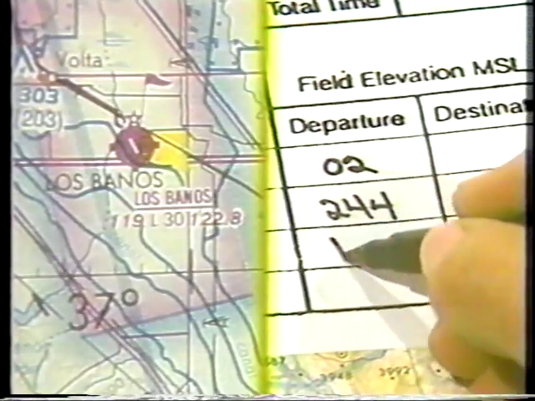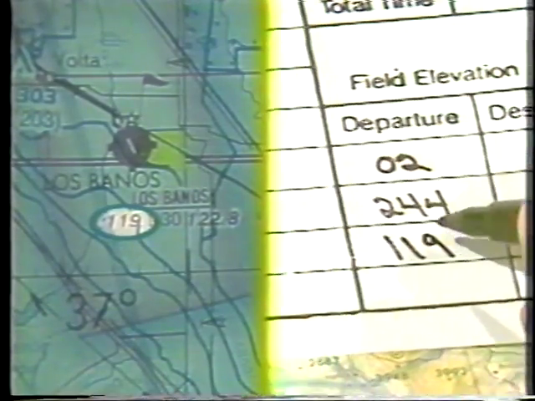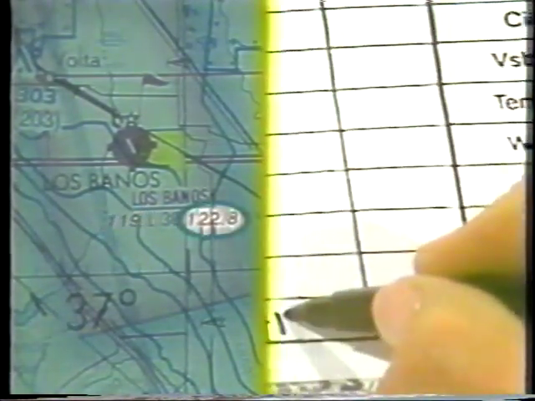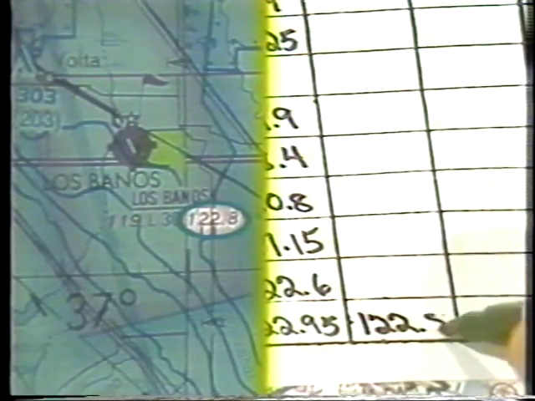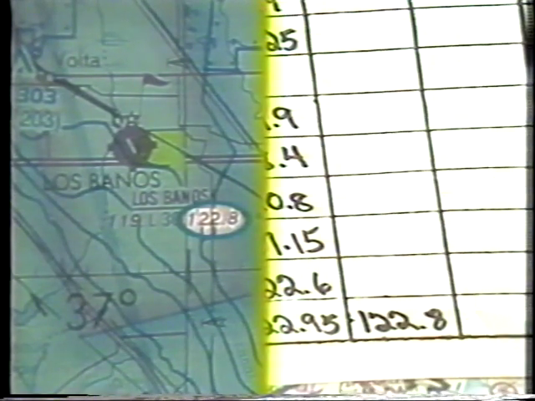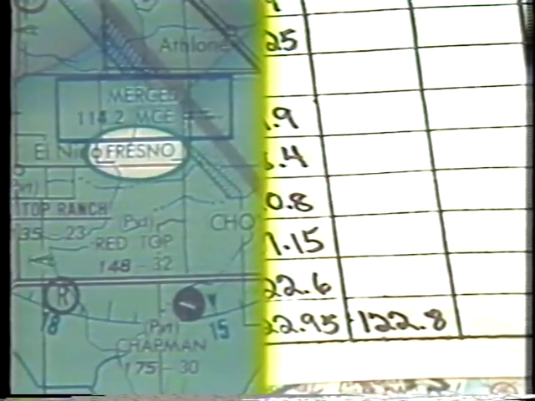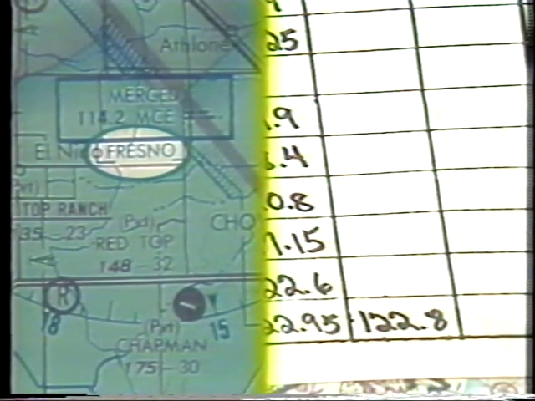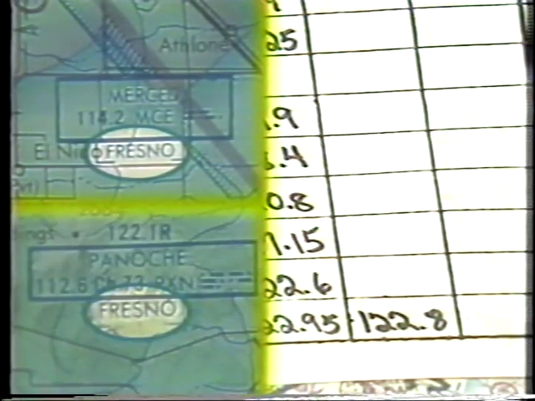Los Banos Airport is uncontrolled, and we can get the necessary information from the sectional chart. Elevation is 119 feet. Unicom is 122.8. And the nearest flight service station to contact is Fresno, as indicated below the box at Merced VOR and at Panoche Vortac, the two stations closest to Los Banos. The frequency is not listed, so we know to use the standard frequency of 122.2.